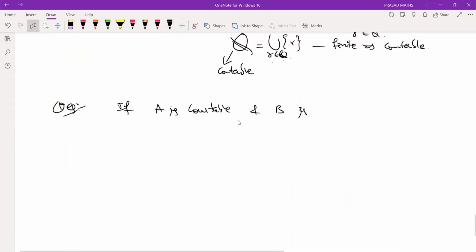Okay, so B is uncountable. Then what is A minus B? Okay, if writing the notation is a problem, write this notation. What is A minus B? Countable.